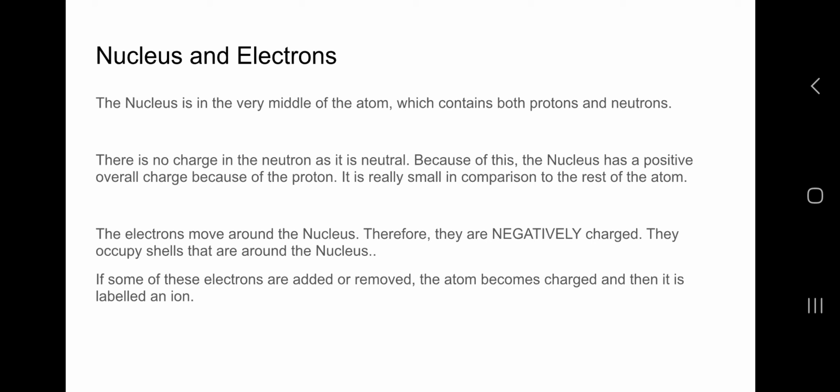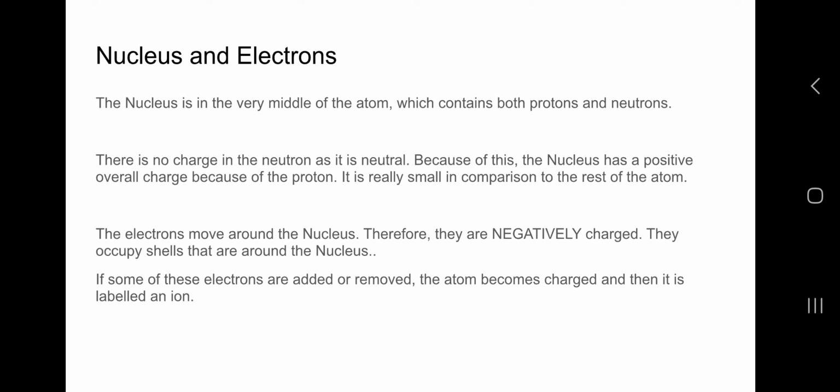Nucleus and electrons. The nucleus is in the very centre of the atom, which has both protons and neutrons. There is no charge of the neutron as it is neutral. Because of this, the nucleus has a positive overall charge because of the proton. It is incredibly small compared to the rest of the atom, which is really big.